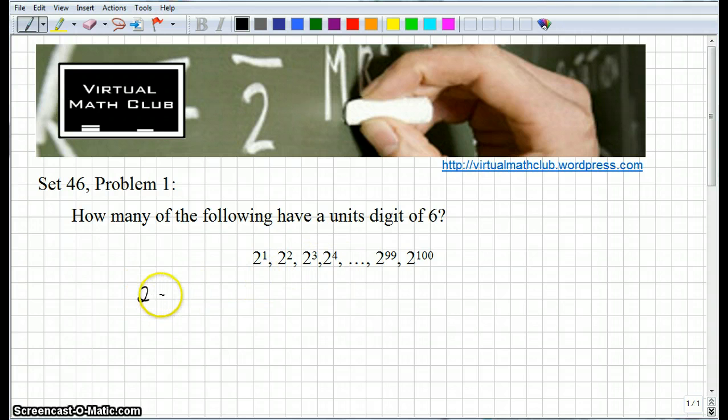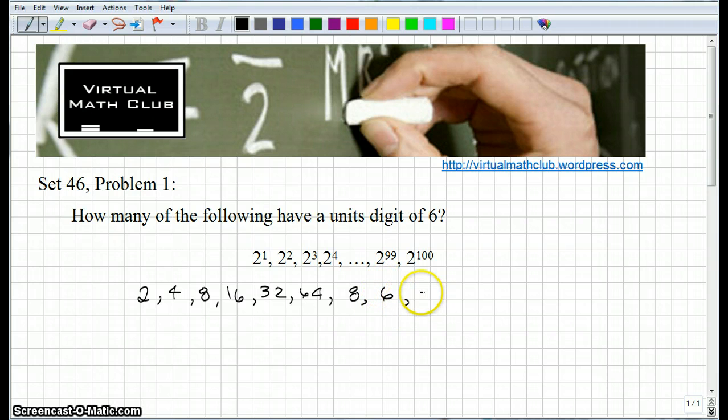2 to the first power is just 2. 2 squared is 4. Then we have 8 and 16. We're just multiplying the previous number by 2 each time, right? So this is 32 and 64. And actually, if we're just concerned with the units digit, we can just take 2 times the last number. So this is obviously going to be 128, but let's just write 8, because we're just concerned with the units digit. And then 2 times that is going to end in a 6.